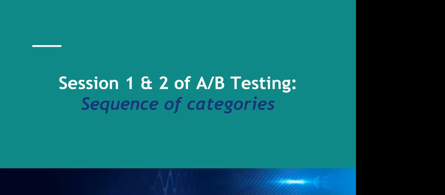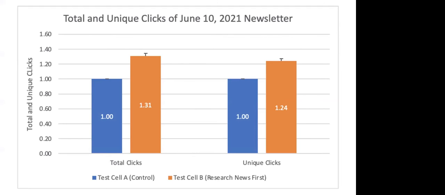So now on to results. For our first 2 A/B testing sessions, we tested the sequence of categories, and we put research news directly after the lead story. Session 2 reinforces the data from session 1, so we combine these for time purposes. Total clicks and unique clicks are different things. Total clicks encompass all of the clicks on a newsletter, whereas unique clicks is just 1 click per person who clicks on the newsletter.